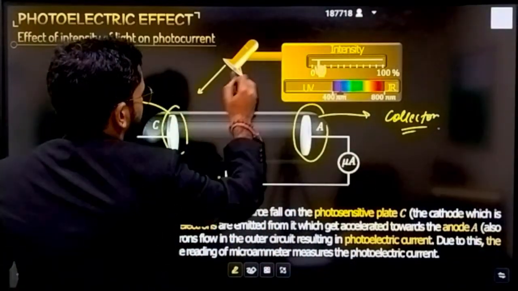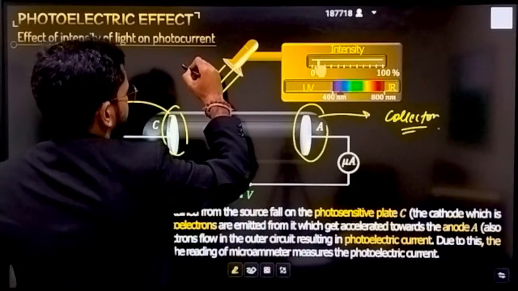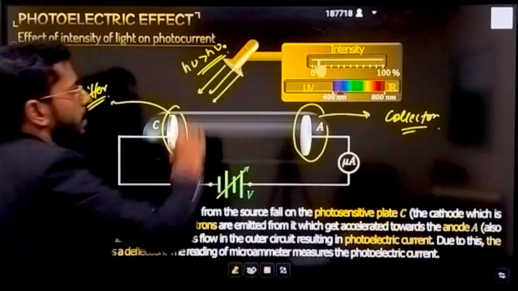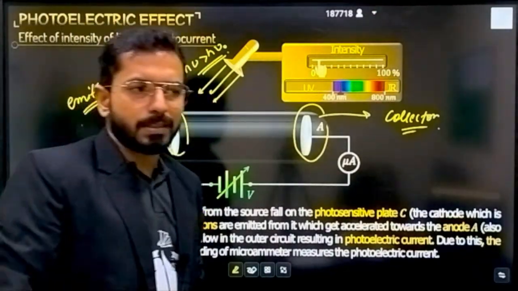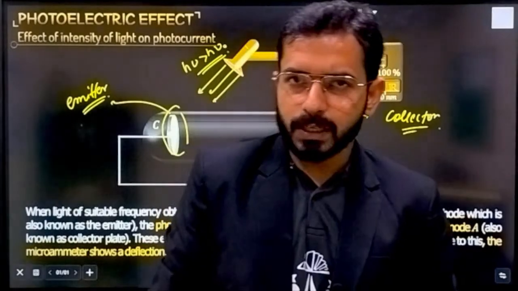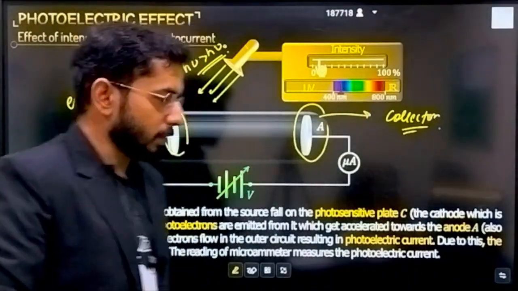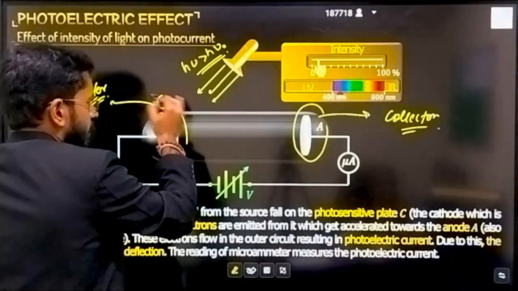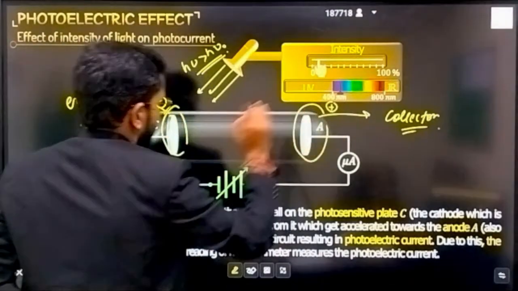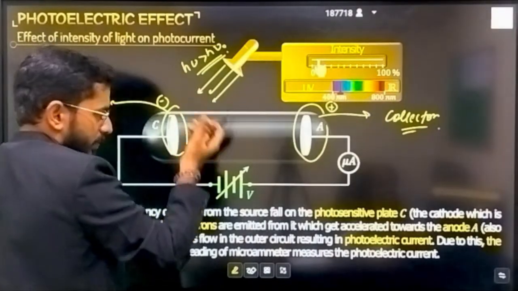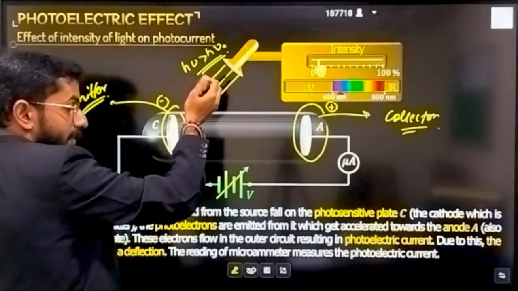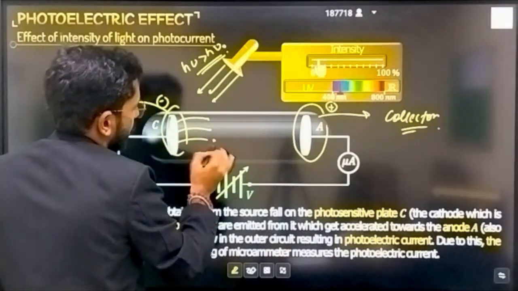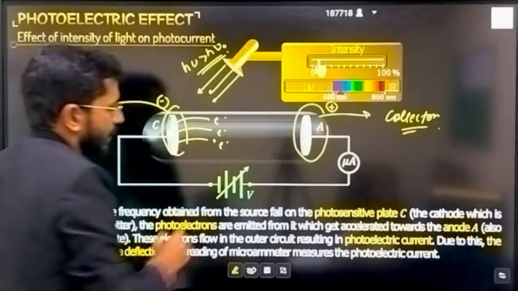If light rays are coming from here, and the frequency of this light is greater than the threshold frequency, then this light is sufficient to perform the photoelectric effect. This light will be incident on this emitter plate. Here free electrons are available. This is negatively charged and this is positively charged. Light falls here, electrons absorb that energy, which comes in the form of photons, and those electrons are emitted out of the surface.